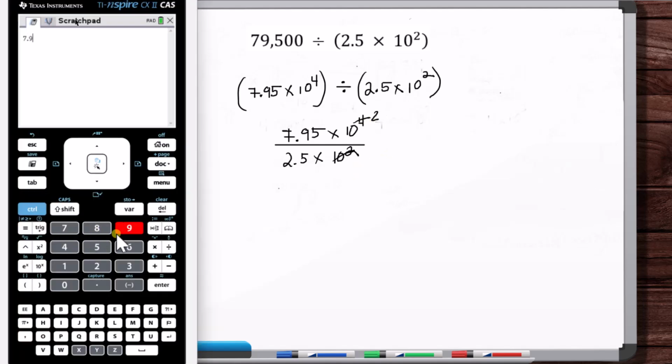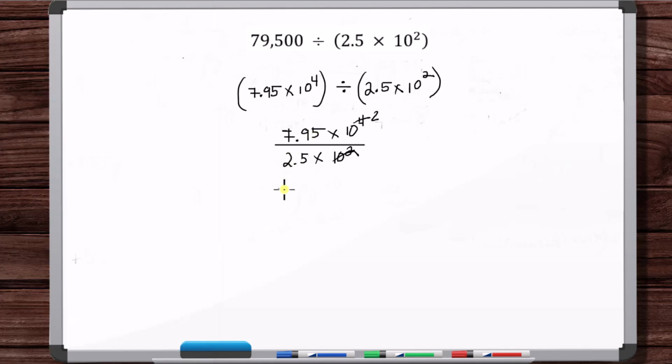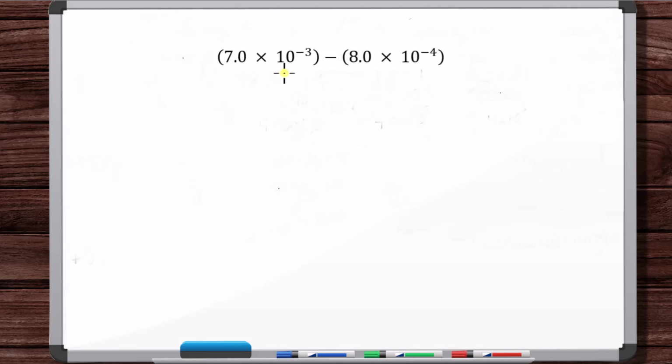So 3.18, but technically for significant figures, we would put, instead of 3.18, 3.2, because we just keep the smaller number of significant figures. Here we want to have 3.2, and then times 10 squared. Okay, so let's convert this to, so each of these have two significant figures.